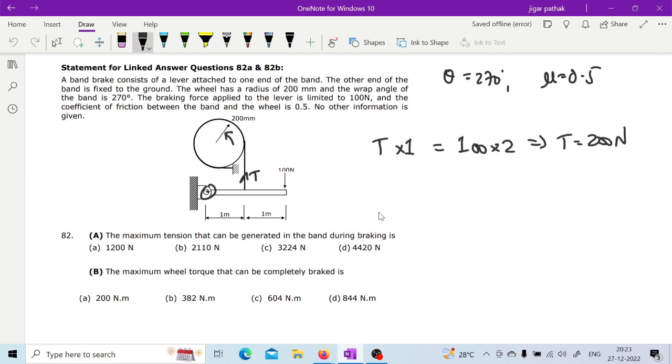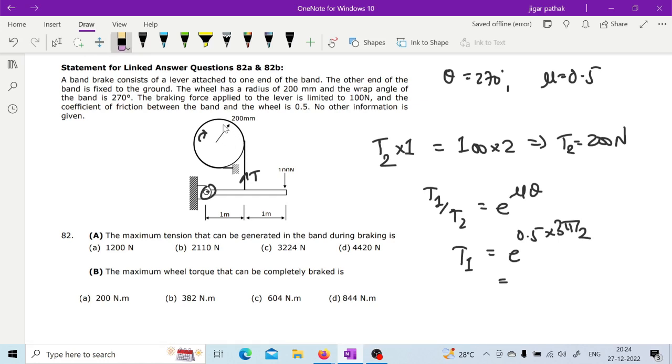And after that, if you apply T1 by T2 is equal to e raised to mu theta, where mu is 0.5 and theta is given as 270, which is 3 pi by 2. So e raised to 0.5 into 3 pi by 2. Right, so this is T2 actually, then you will find your T1. In that case, I guess this direction needs to be assumed this way. So this T1 you are getting as 2110 Newton, correct?